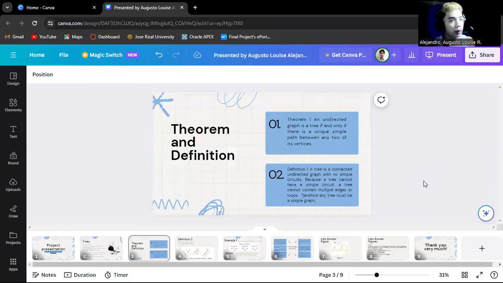For Theorem 1, an undirected graph is a tree if and only if there are unique simple paths between any two of its vertices. For Definition 1, a tree is a connected undirected graph with no simple circuits, because a tree cannot have a simple circuit. A tree cannot contain multiple edges or loops. Therefore, any tree must be a simple graph.